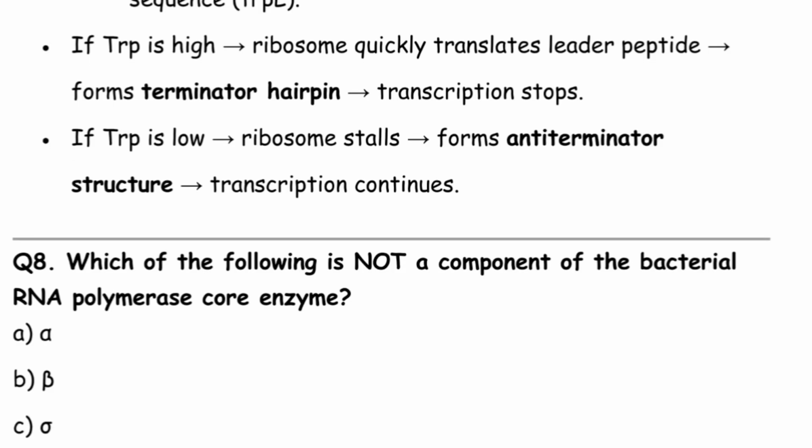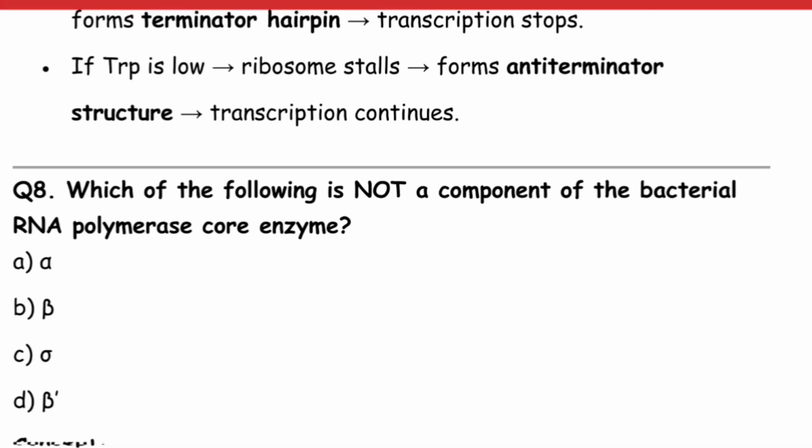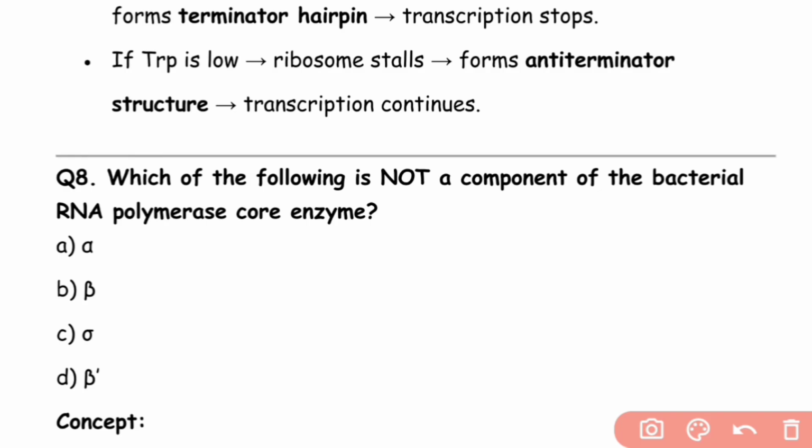Next question. Which of the following is not a component of the bacterial RNA polymerase core enzyme? A. Alpha, B. Beta, C. Sigma, and D. Beta prime. So, as you know, alpha, beta and beta prime are part of the bacterial RNA polymerase core. Whereas the sigma factor, when it binds with the core enzyme, makes a holoenzyme. As a result, the answer here is sigma, because it is not a part of the core bacterial RNA polymerase.